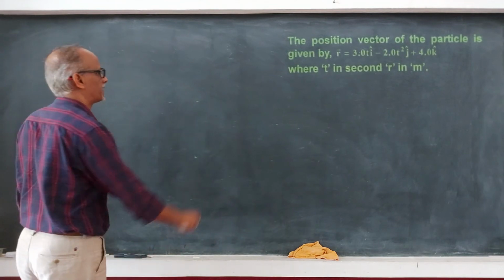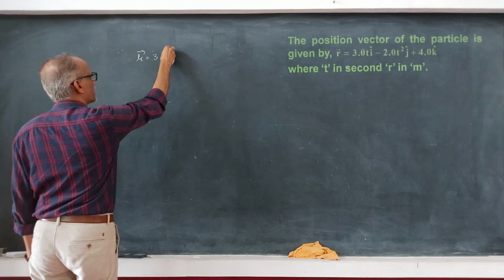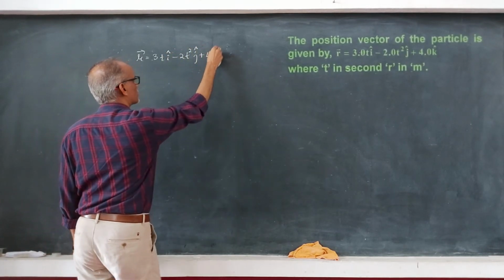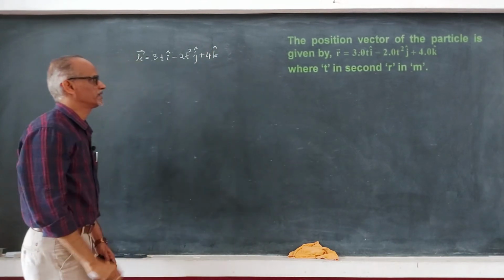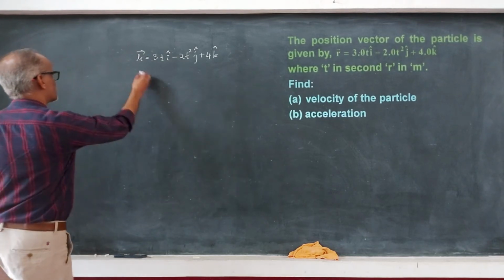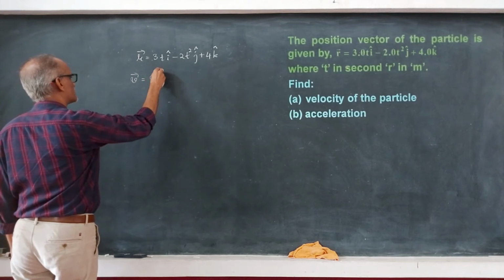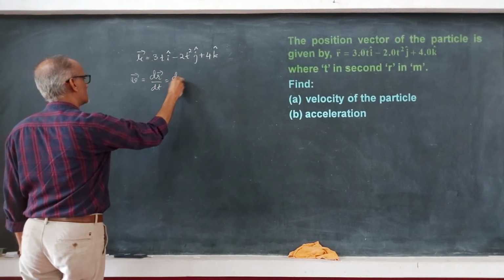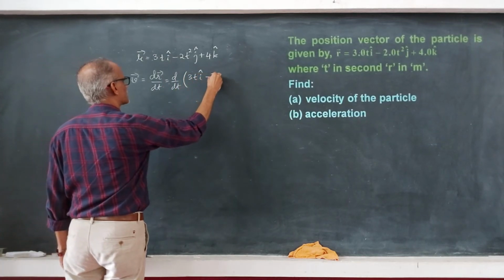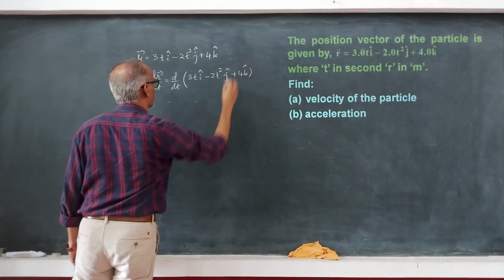The position vector of a particle is given by vector r is equal to 3t i cap minus 2t square j cap plus 4 k cap, where t is in seconds and r is in meters. Find the velocity of the particle and then the acceleration. Let's find the velocity. So to find the velocity, I have to differentiate. It's dr by dt. That's d by dt of r. r is this 3t i cap minus 2t square j cap plus 4k cap.